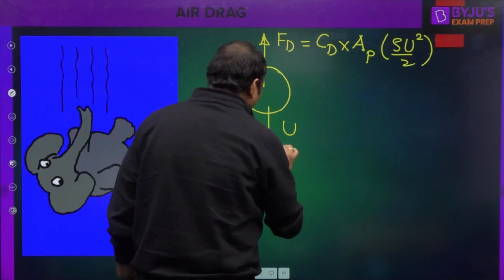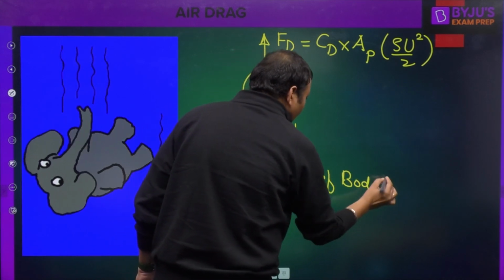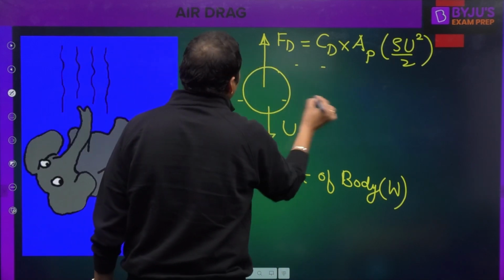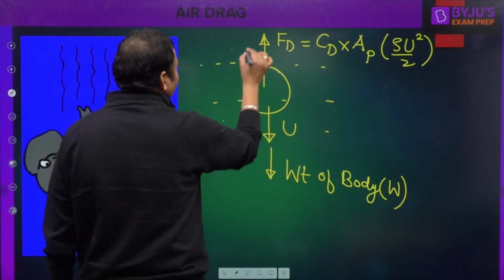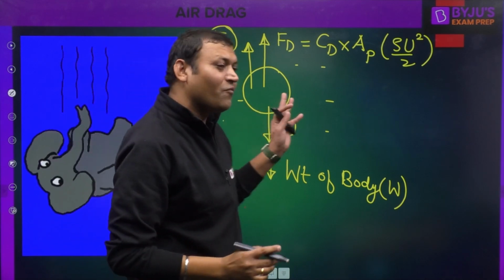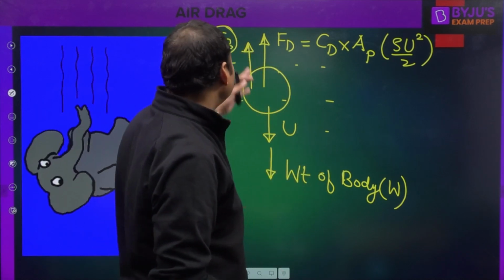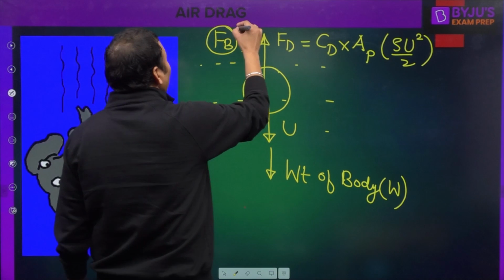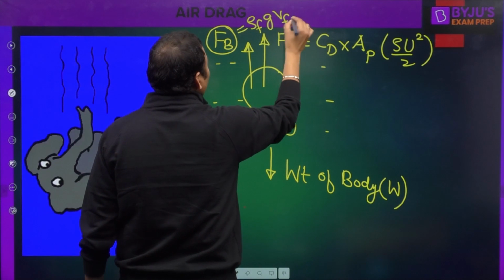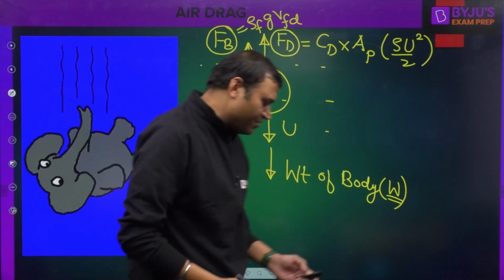And other than that, the weight of the body is acting in the downward direction. That is W, m into g. And also because the body is completely immersed in the fluid, one more force is acting, that is called the buoyant force. What is buoyant force? Buoyant force is equal to the weight of the fluid displaced by the immersed body. That is the pressure force which is exerted in the upward direction. According to Archimedes principle, we can say density of the fluid into g into volume of the displaced fluid. So these are the three forces which are acting on an immersed body.